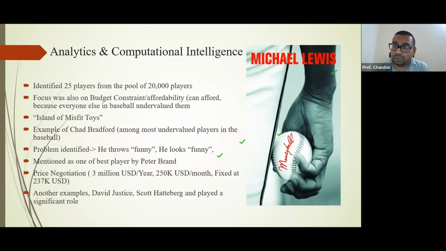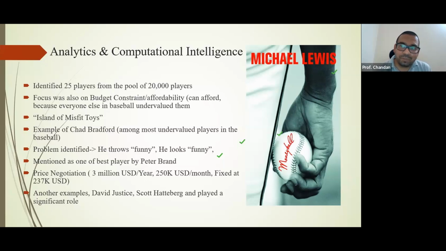They have highlighted these kinds of observations: the data analyst Peter Brand actually evaluated 20,000 players. And from the pool of 20,000 players, he identified 25 players. These are the players which they considered as a team that they can afford, because one factor was affordability, considering the budget constraint, right? So I have highlighted this point that their focus was on the budget constraint and affordability factor, because they used this terminology in the movie Moneyball.